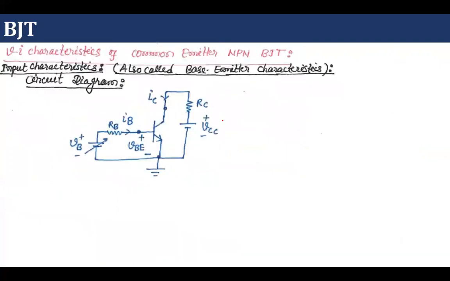So two kinds of VI characteristic are possible in case of bipolar junction transistor. One is known as input characteristic. And second one is output characteristic.